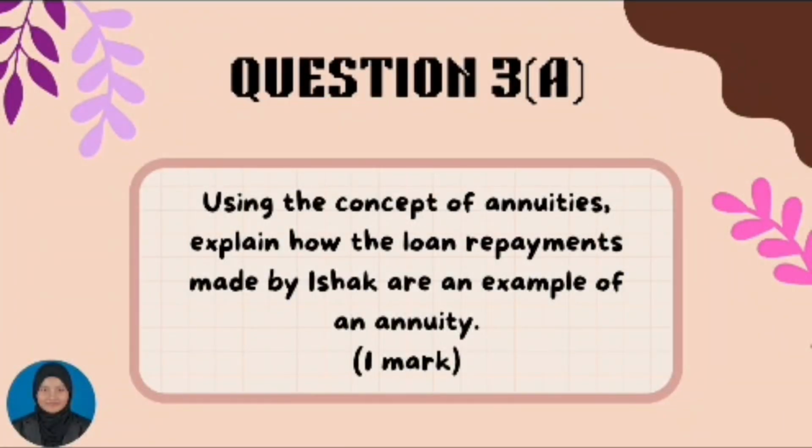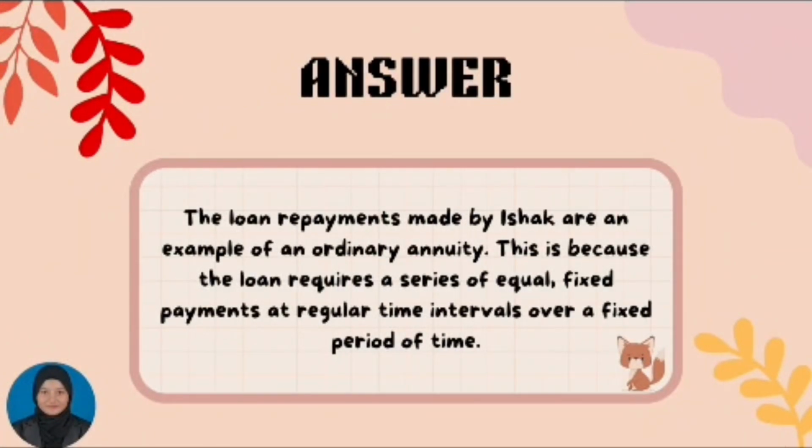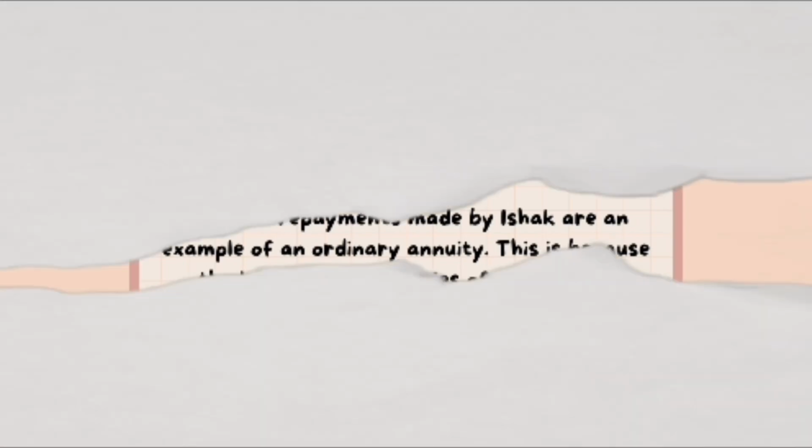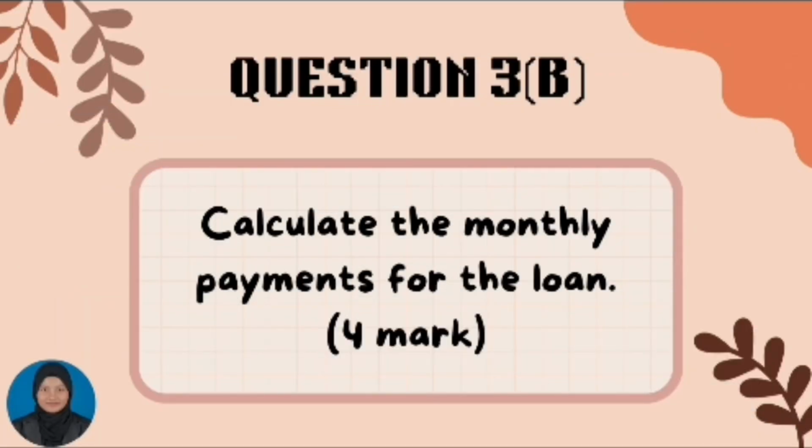Using the concept of annuities, explain how the loan repayments made by Ishaq are an example of an annuity. In this situation, the loan repayments made by Ishaq are an example of an ordinary annuity. This is because the loan requires a series of equal fixed payments at regular time intervals over a fixed period of time. So we move on to question 3b.